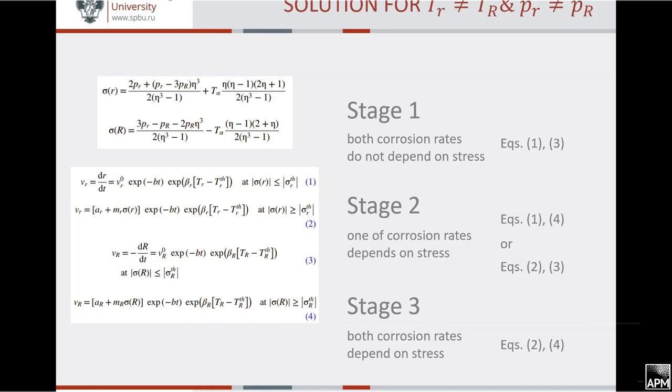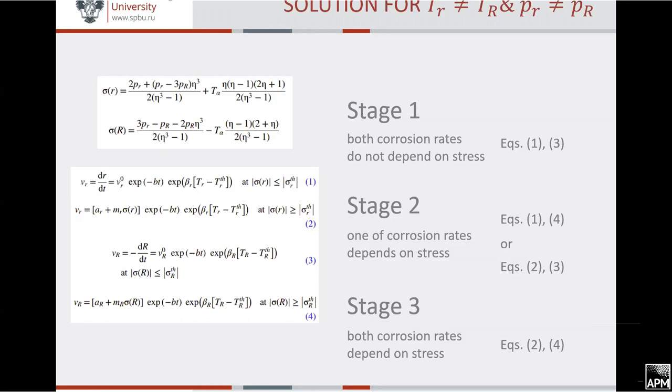The second stage, an intermediate one, begins when the stress on one of the surfaces reaches the corresponding threshold. So corrosion on only one of the shell's surfaces is accelerated by stress. And for this period, there are two possible situations. The first is the case of inside mechanochemical corrosion and outside corrosion which is not accelerated by stress. And another situation is outside mechanochemical corrosion and inside corrosion wear.